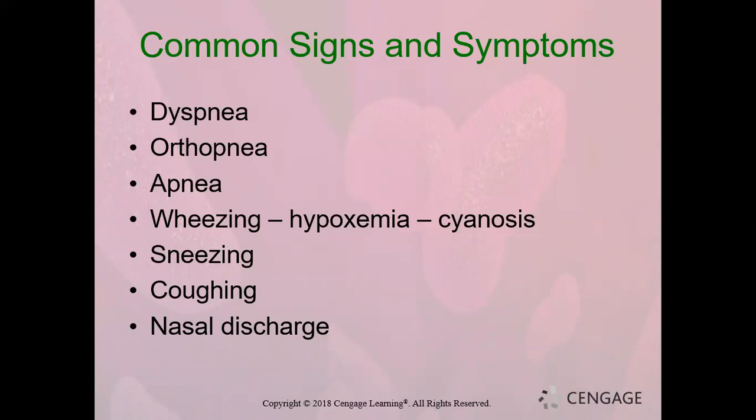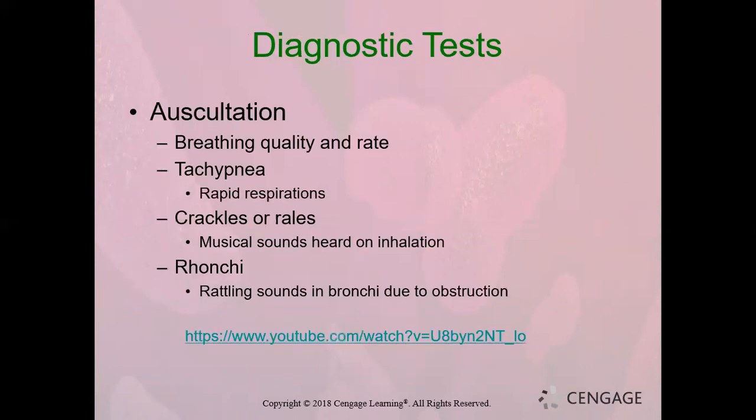Hypoxemia is just not enough oxygen, and cyanosis I've talked about before, which is the blue tinge to your nails and your lips, and sometimes even to your skin. Sneezing, coughing, nasal discharge. Auscultation is just listening to their breathing, their quality, and their rate. As we've talked about before, tachypnea is just rapid respirations. You can have crackles or rales, which is a musical sound heard on inhalation. Rhonchi is a rattling sound due to an obstruction.